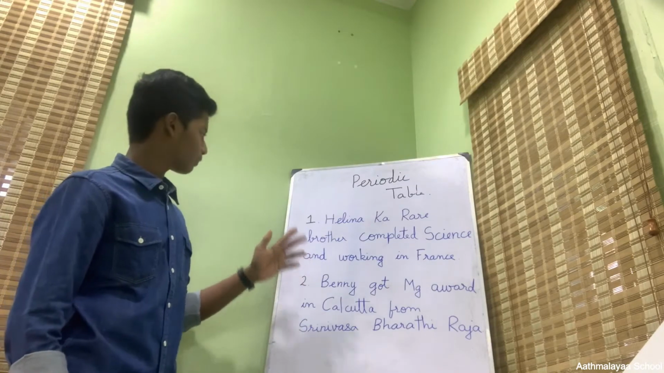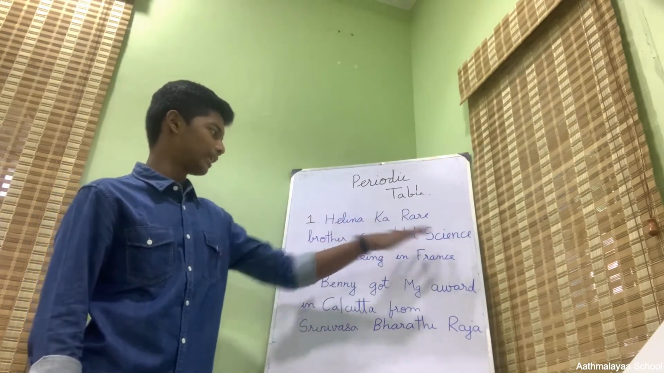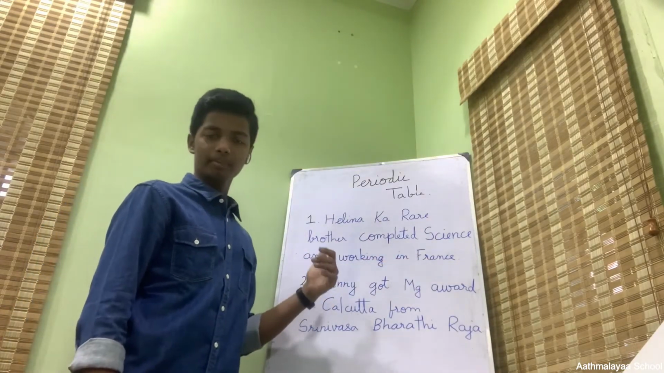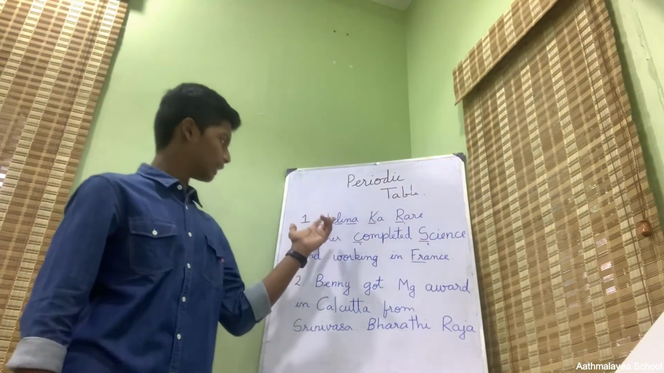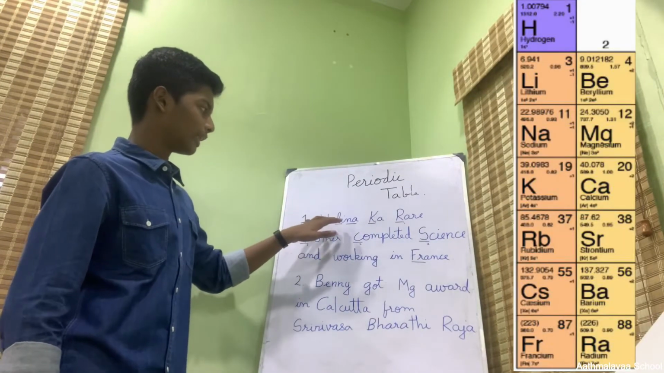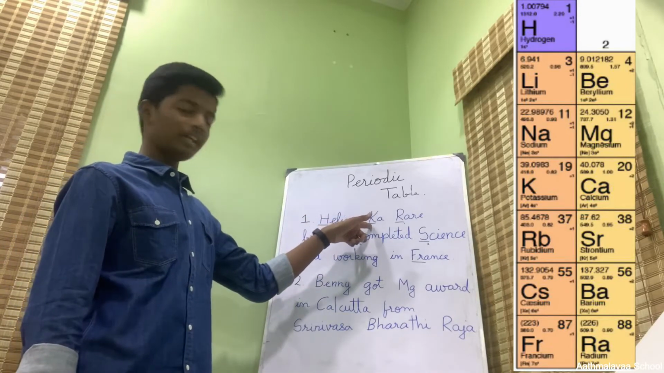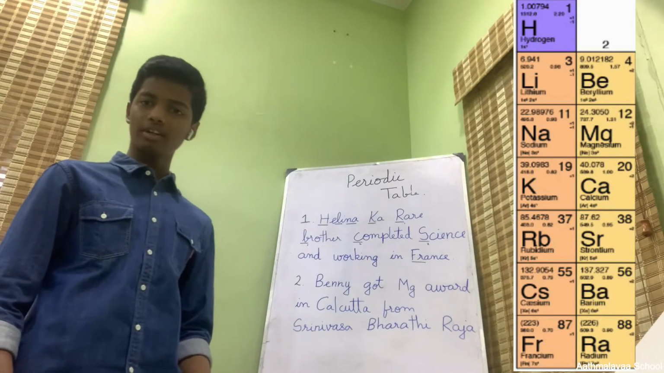The mnemonic for the first group is "Helena ka rare brother completed science and working in France." So let's point out the elements from this mnemonic. There are 3 elements in the word Helena. H, hydrogen, Li, lithium and Na is sodium. And also here K is potassium.